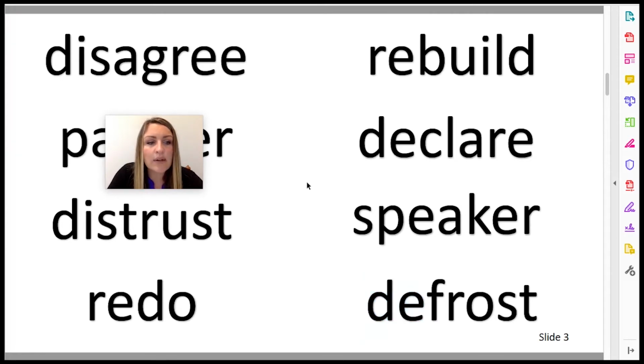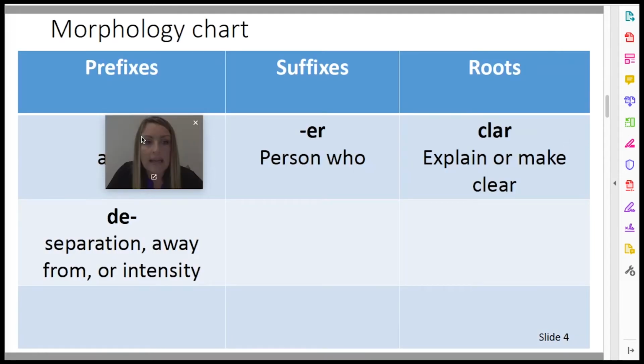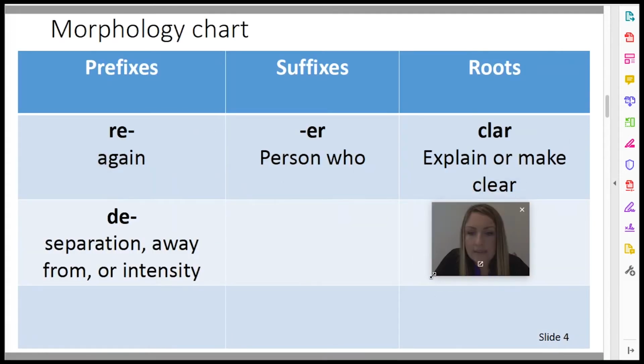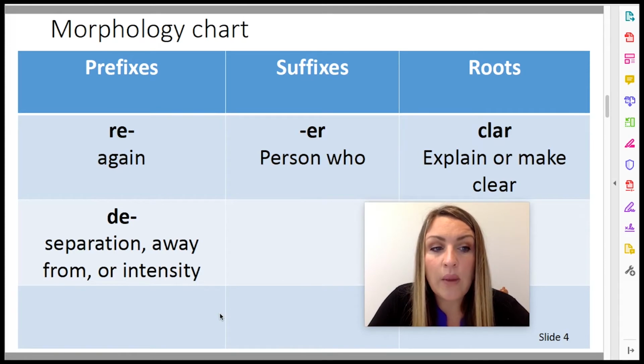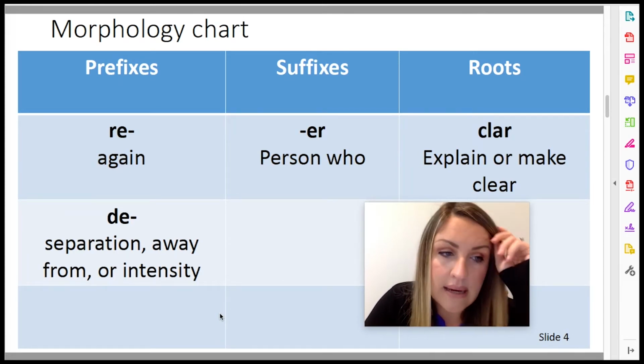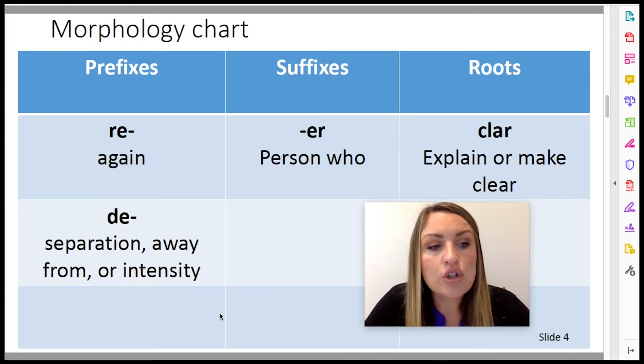So, the next thing we're going to do today is we are going to start reading. But before we start reading, I want you to get out one of your pieces of paper, and we are going to create a paper that will help us. Before we start reading, I want to add 2 or more parts to our morphology chart.